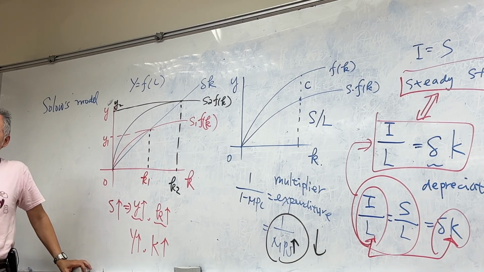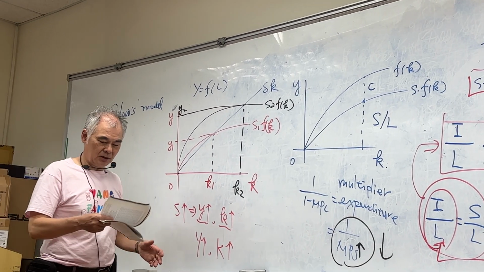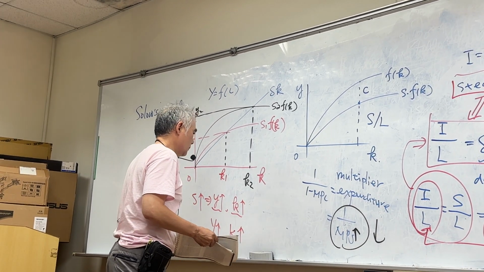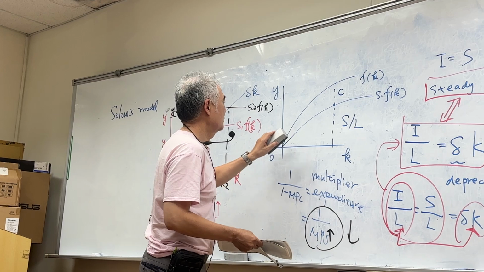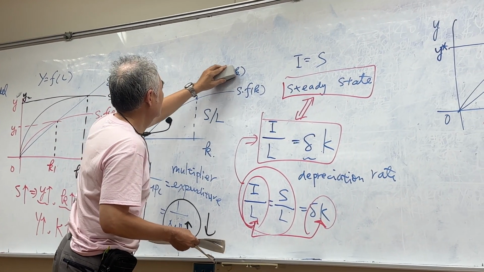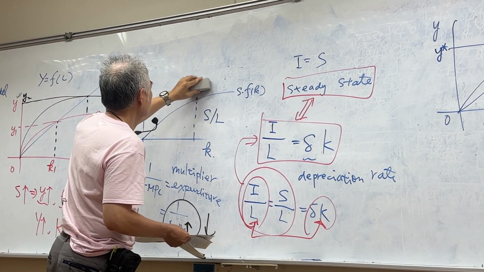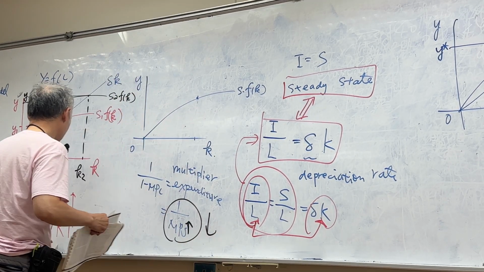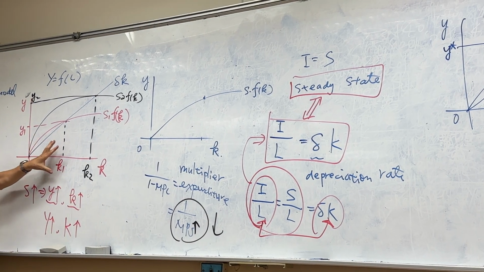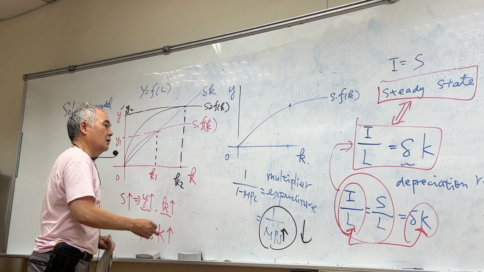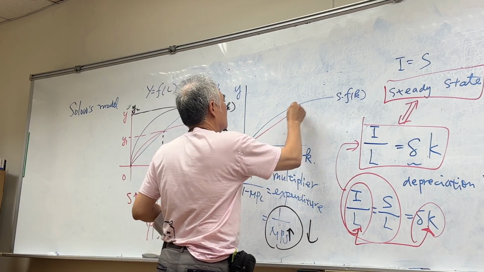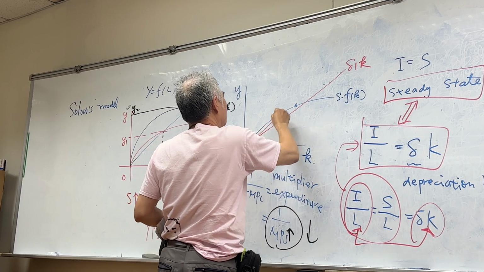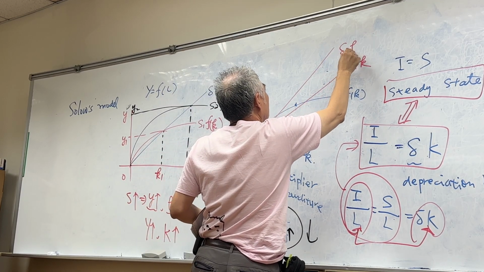Okay, questions? Okay, so let's move on to the next part. So then, okay, here. Let me get this. So this is saving rate, okay? This is saving rate. And then this is depreciation rate, delta 1 K. And then this is delta 2 K.